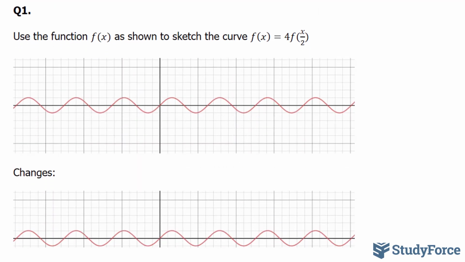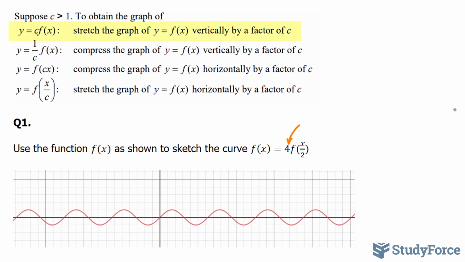In question number 1, they ask us to use the function f of x as shown to sketch the curve f of x is equal to 4 times f at x over 2. Now the first thing that we'll analyze is this 4 at the front. And above, it tells us that if there is a value in front of f at x, you will stretch the graph vertically by a factor of c, which in our case is 4.